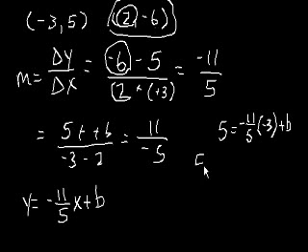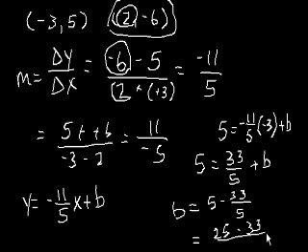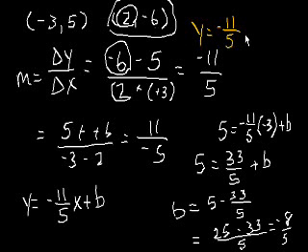So just simplifying that, I get 5 is equal to 33/5 plus b, or b is equal to 5 minus 33/5, and this equals 25 over 5 minus 33/5. 25 minus 33 is minus 8/5. So the equation of this line, and this one wasn't as clean as the other one, obviously, is, let me do another color for emphasis, y equals minus 11/5x minus 8/5.